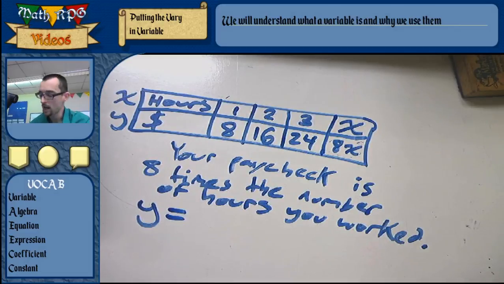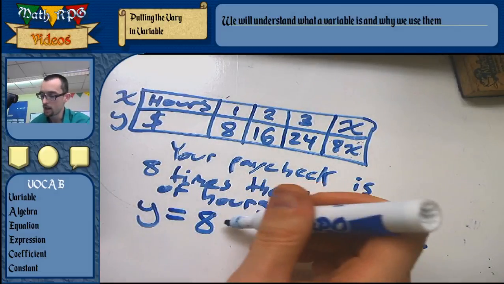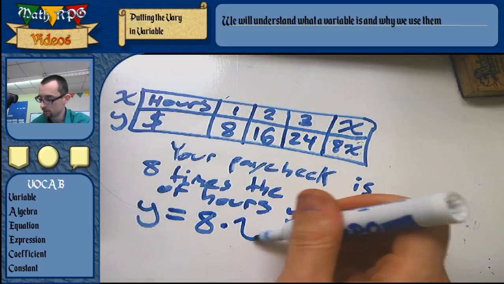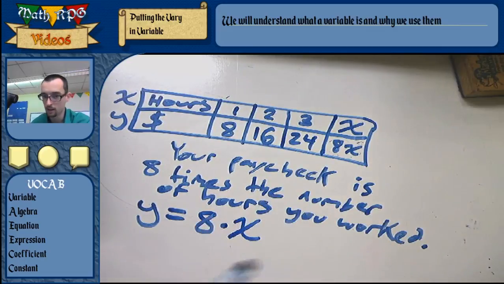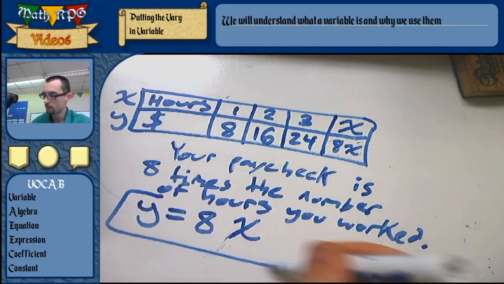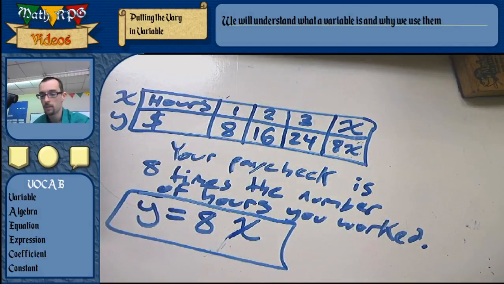Paycheck is 8 times the number of hours you worked. And again, we called the number of hours you worked X. So there's my equation. And I can get rid of that dot in the middle. So this little equation right here is exactly the same thing as all these words right here.